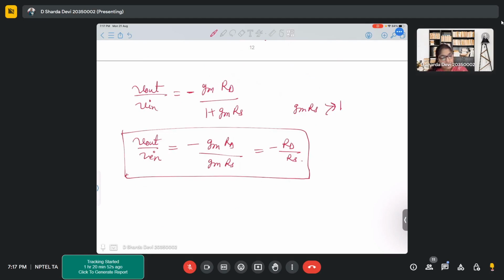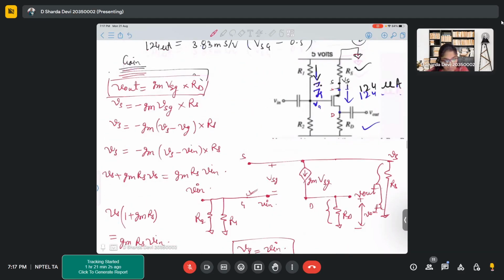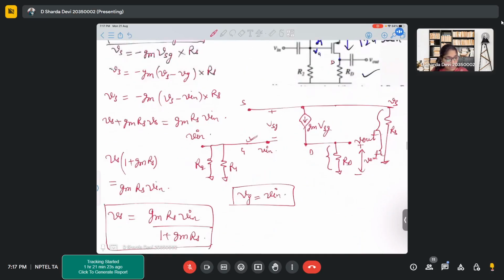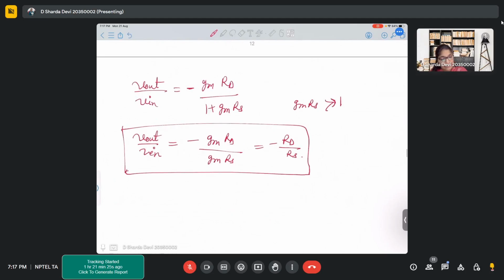Okay. Ma'am, yes, I got a confusion in the V out formula. V out we have written gm Id into... No, gm Vsg, right? Oh yeah, sorry. Okay. Yeah, gm Vsg into Rd, yeah. Correct. Sorry. Yeah, correct. Okay.